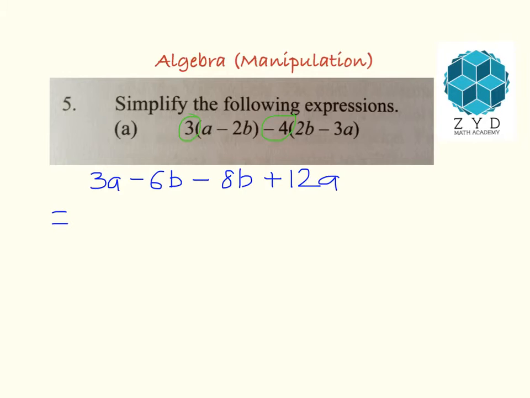3a, let's do our a's first. 3a plus 12a is 15a, and let's put a tick to our a term, and we are remaining with minus 6b minus 8b becomes a minus 14b. So since they're both of different families, one is a, one is b, this is the final answer for this question. Okay, so I have gone through a couple of examples in algebraic manipulation.